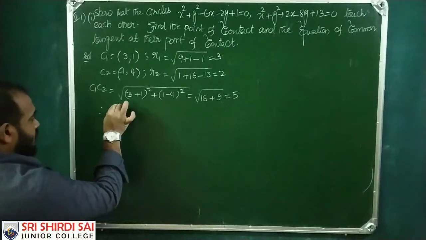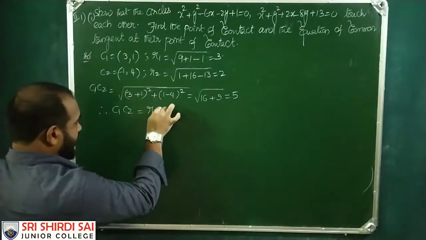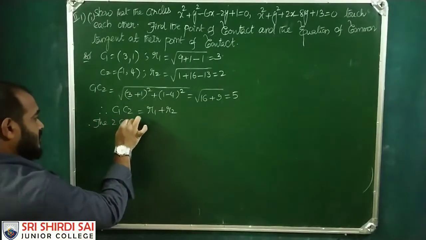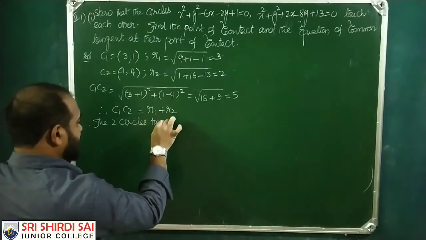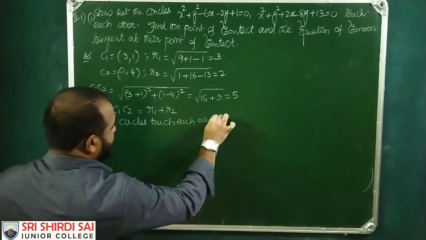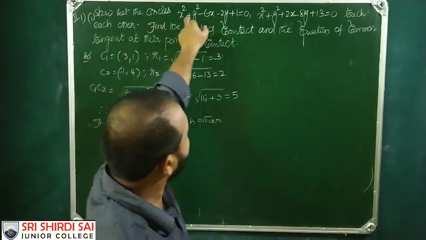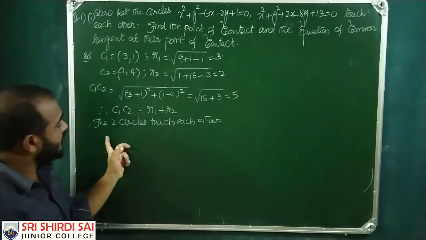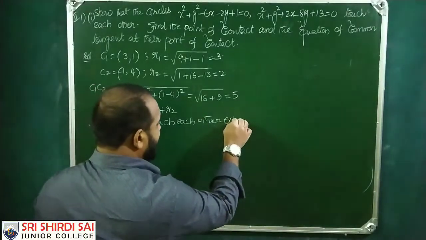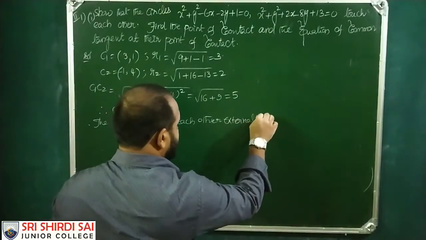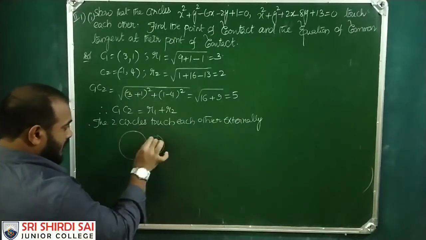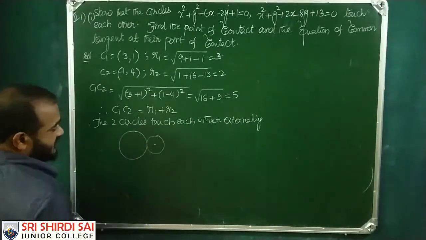Therefore C1C2 is equal to R1 plus R2. Therefore the two circles touch each other, which is what he is asking us to prove. Show that the circles touch each other. So therefore the two circles touch each other. To be more specific, they touch each other externally. That means one circle is this and another circle is this. So in this way the two circles touch each other.